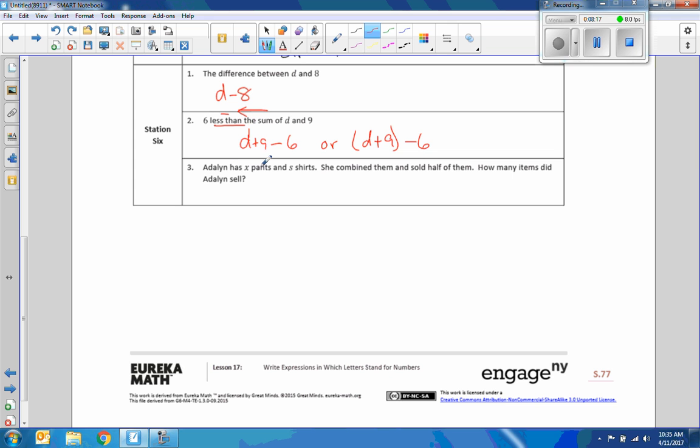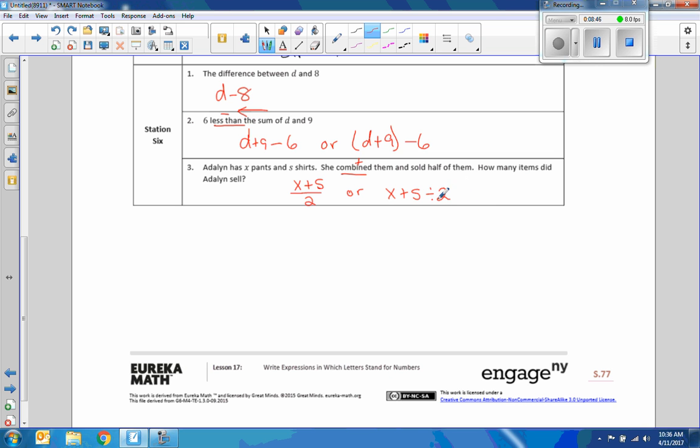Number 3. Madeline has X pants and S shirts. She combines them and sold half of them. So combine means to add. So X plus S. And then she sold half of them. So that means to divide them by 2. Or X plus S divided by 2.